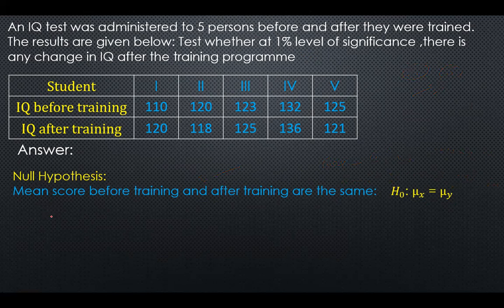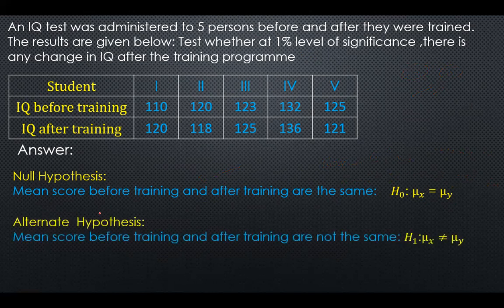Then once the null hypothesis is framed, I am going to have the alternate hypothesis here. See, mean score before training and after training are not the same. So symbolically I can write H1: mu X not equal to mu of Y. I can write this as HA also, nothing wrong in that. So now mu X not equal to mu Y. So this is my hypothesis.